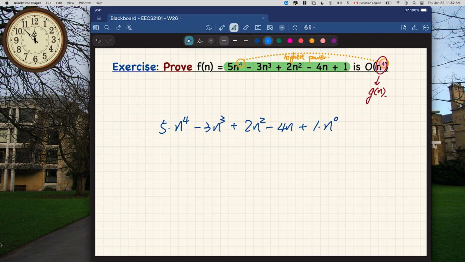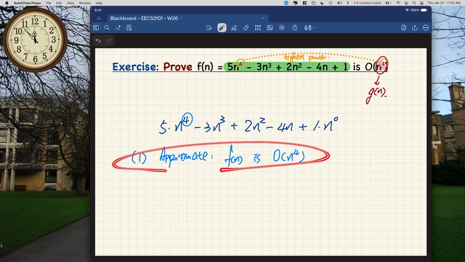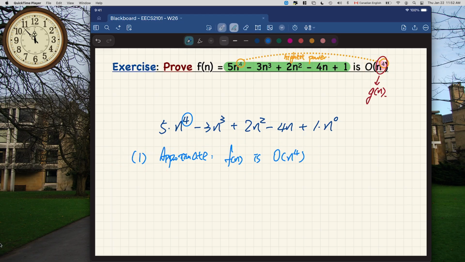Okay, so number 1, we can already approximate that the highest power, f of n is big O of n to the power 4. Well, this first part is not strictly necessary. That's already given to you. But I just want to say that, it's really where that comes from. But now how do we prove it? We have to prove it by choosing the C and N0.